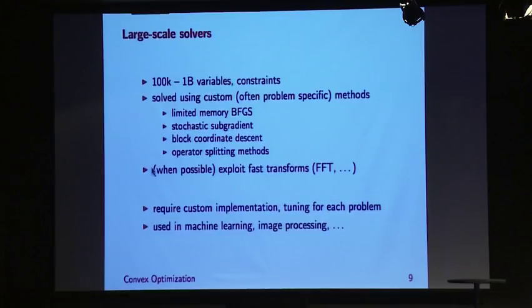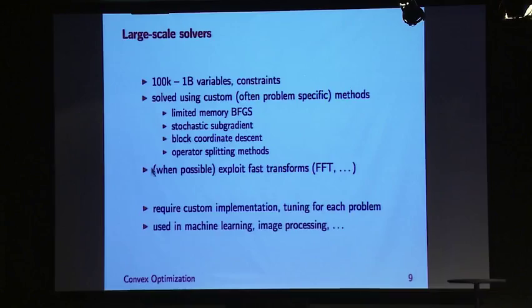Now, there's also a disadvantage to this: you have to do it for each problem. One advantage is you can actually exploit fast transforms, like Fourier transforms, convolution, things like this. And so in areas like medical imaging, and I should mention ordinary vision, when you have convolution or something like that, you have fast operators, and you should be exploiting that.